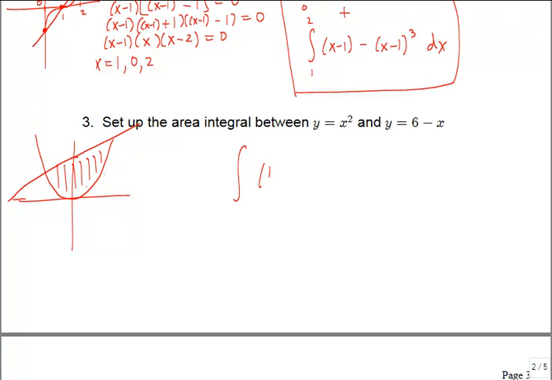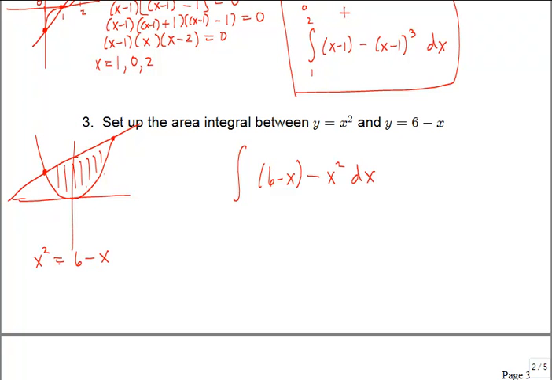So we're going to use the 6 minus x on the top coming first, and then we're going to subtract from it the parabola on the bottom, which would be the x squared. So this is going to be 6 minus x squared, and we need to know our bounds, and we've got 2 intersection points here and here. So to find those, I'm just going to set my 2 equations equal to each other. I'm going to set x squared equal to 6 minus x.